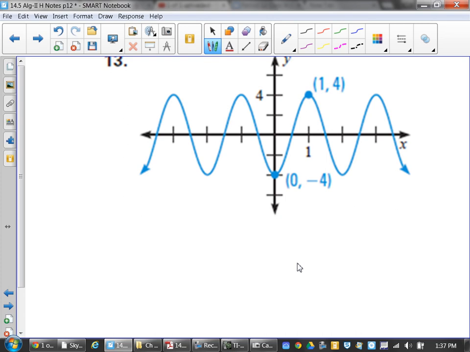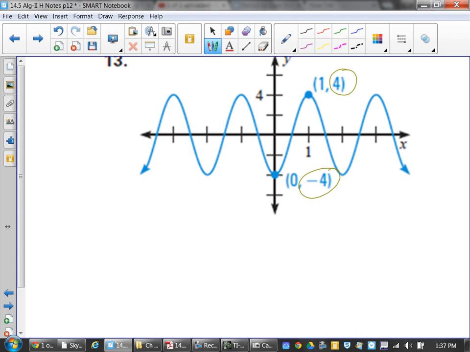Take a look at this. Is there a k value? Why is there not a k value here? I'm going to take a look. The y coordinate is -4, the other one's +4. Do they have the same absolute value? That's how you know there's no k value.